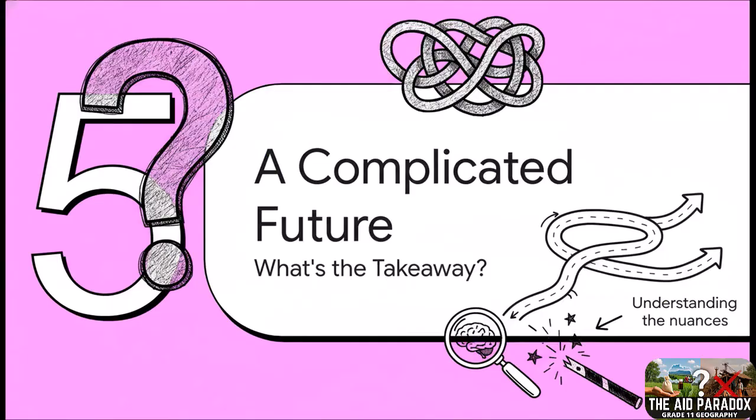So where does all this leave us? What's the big takeaway here? Well, if there's one thing that's crystal clear, it's that development aid is not some kind of magic wand you can just wave to fix poverty. It's complicated, it's messy, and the future depends on us understanding all those tricky details.